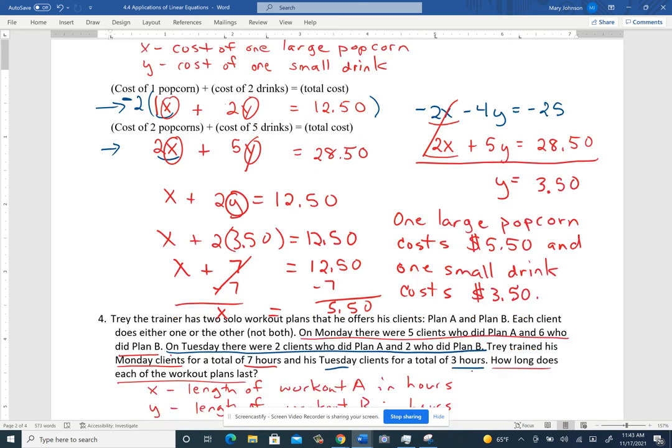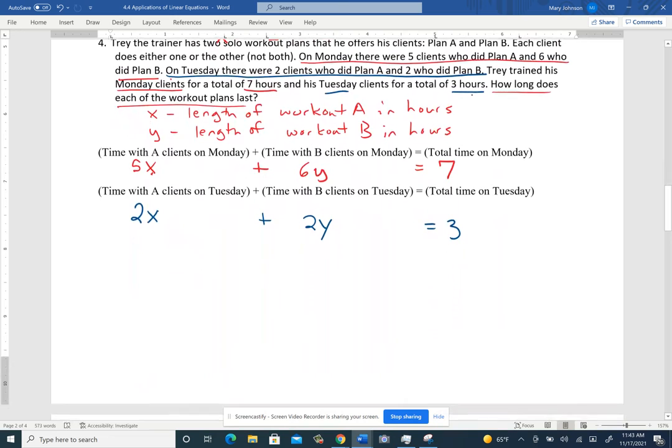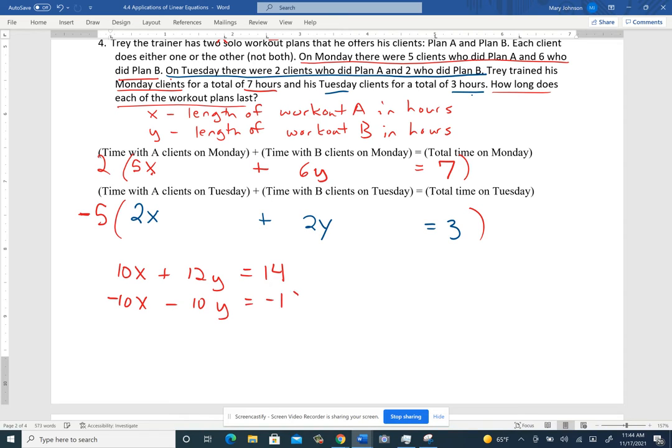All right, let me look at number 4. Pretty much like the other one, the x and the y are on the same side, so elimination would work well. If you wanted to eliminate the x, you could multiply the top equation by 2 and the bottom equation by 5, but then you'd have 10x on both of them. So we'll put a negative on one of them. So the top equation becomes 10x plus 12y equals 14, and the bottom equation becomes negative 10x minus 10y equals negative 15.